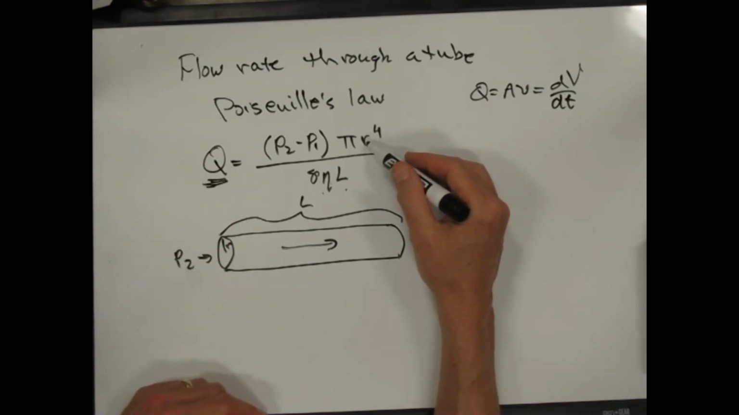A 10% change in the radius produces about a 50% increase in flow rate. A factor of 2 in radius, if you double the radius, you increase the flow rate by a factor of 16, because it's to the fourth power.